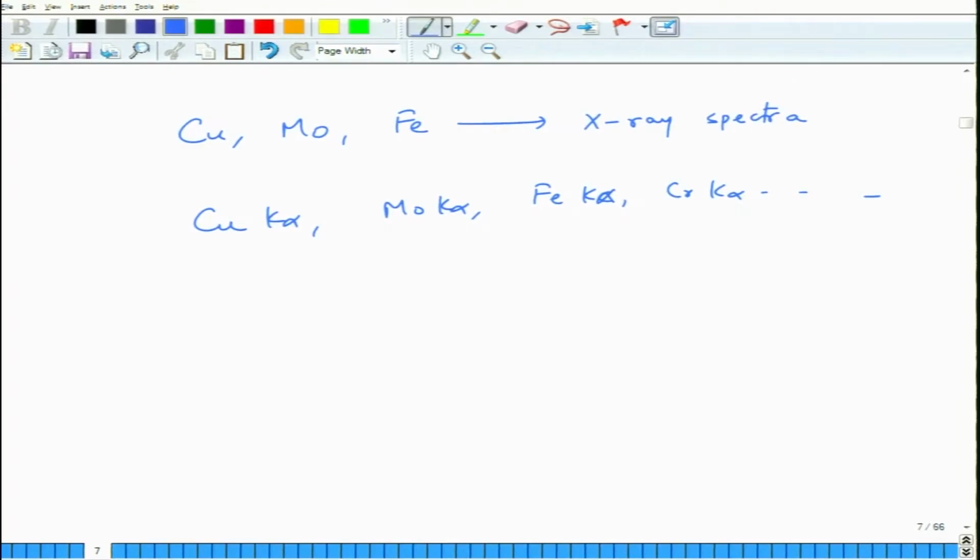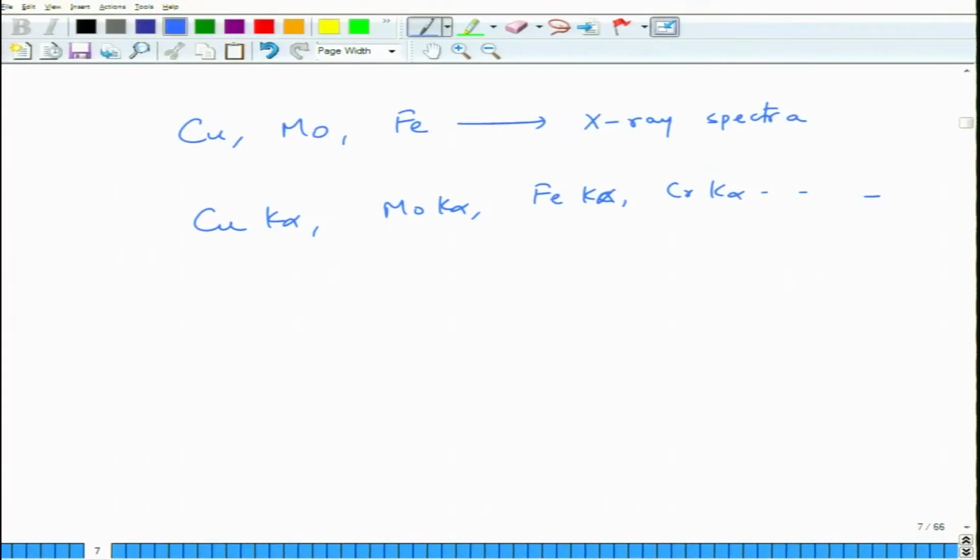So for example, copper gives you a wavelength which is useful in most circumstances, but the copper wavelength is not very useful in the case of iron-containing materials. That is where you choose a chromium target. I'll come to the criteria in a little while. Probably we don't have enough time today, so we'll wind up here.